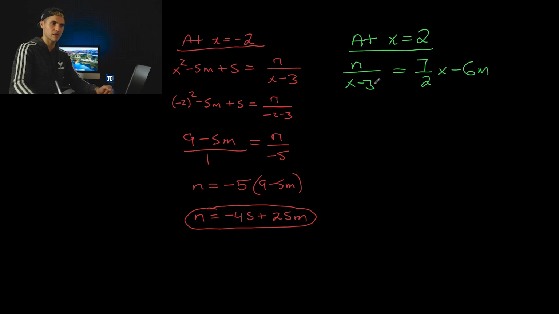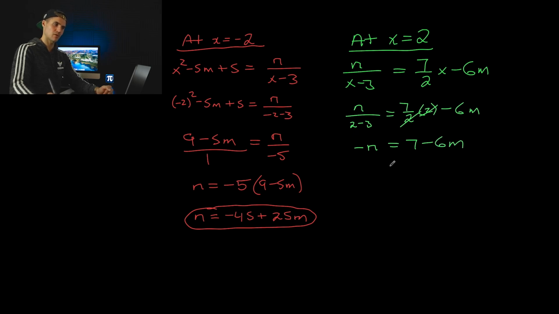So in this one, we're going to plug in an x value of 2. So we'll have n over 2 minus 3 is equal to 7 over 2 times 2 minus 6m. Over here, the 2's cancel out. 2 minus 3 is -1. n divided by -1 is -n. And that's going to be 7 minus 6m, right? And then, you know what, I'm going to bring the -n over, bring these over, 6m minus 7.